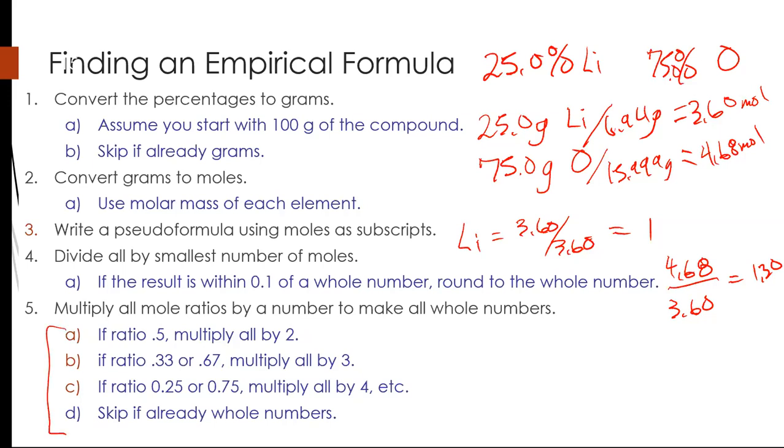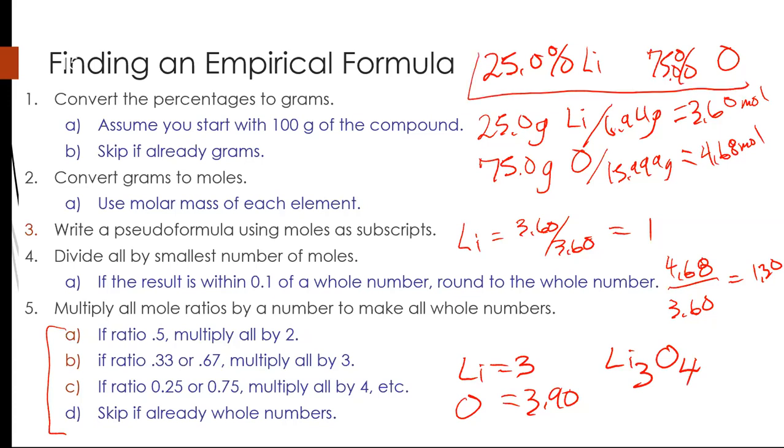If we have a ratio of 0.5, if we multiply all of it by 2, that becomes 1, right? And if we have 0.3, if we multiply everything by 3, our lithium would go up to 3, and our oxygen would go up to 3.90, which we could then round. And so we could have lithium as 3 and oxygen as 4 for something that had this molar mass breakdown. That's how we can convert those.